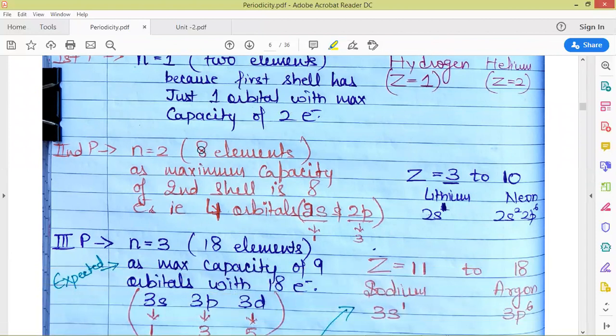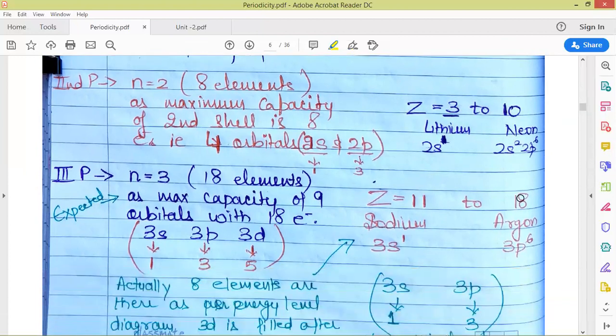Now we're coming to the second period. For the second period, the principal quantum number associated with it is 2. For n value of 2, how many orbitals are possible? There are 4 orbitals possible, that is one 2s orbital and three 2p orbitals. So a total of 8 electrons can be fitted into the second period, which means 8 elements. The atomic numbers of these 8 elements vary from 3 to 10, that is from lithium to neon.